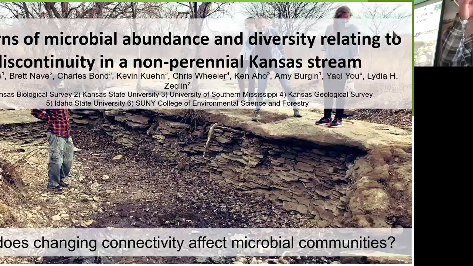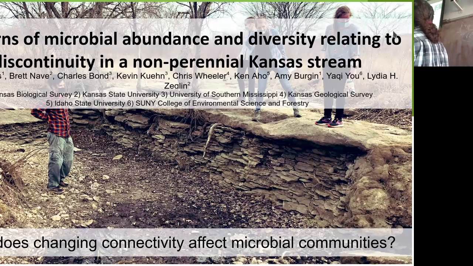So starting, we're going to talk about these patterns of microbial abundance and diversity relating to, I'm calling it discontinuity here, but basically as the stream is drying, all kinds of stream characteristics are changing. There are breaks in the system, and it becomes a very complex network over time. And the overall question is, how does that change in connectivity affect the microbial communities?